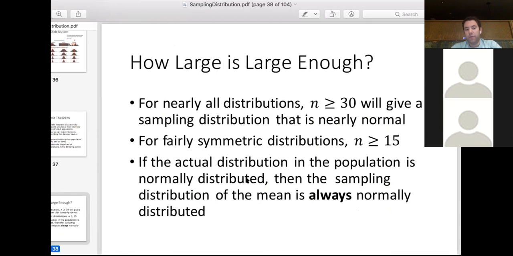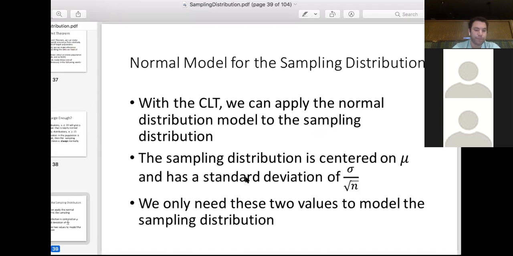As I was saying, for the purposes of this course, any data set with a sample size greater than or equal to 30 will give us a sampling distribution that's relatively normal. For fairly symmetric distributions, you even need less than that, a sample size of at least 15. If the actual distribution in the population is normally distributed, then the sampling distribution of the mean will always be normally distributed regardless of your sample size. So be mindful: if the population you're drawing from is already normally distributed, your sampling distribution will be normal as well.